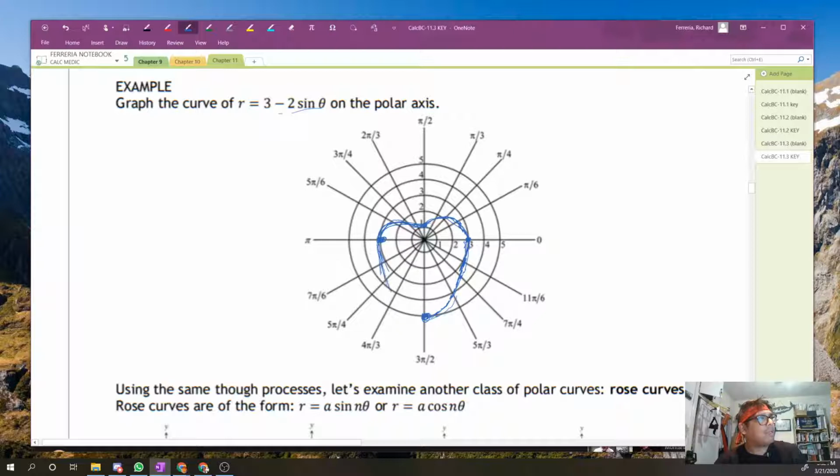Radius is increasing until we get back around. Okay, so there it is. No, it doesn't look like the best cardioid you've ever seen, but it doesn't matter. Good enough, I can do some calculations with that curve over there.